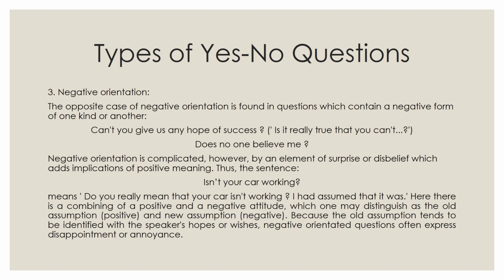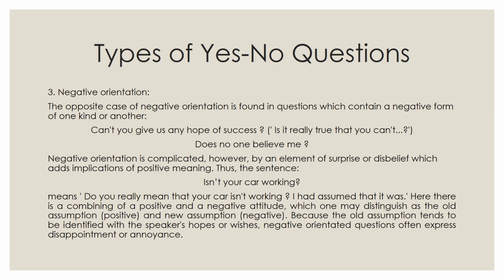The last type of yes/no questions is negative orientation. The opposite case of positive orientation is found in questions which contain a negative form of one kind or another. So I think you can understand what we mean by negative orientation yes/no questions, in which the speaker is expecting one answer only, which is the negative. And the negative answer for the yes/no question, of course, is going to be by what? By no.